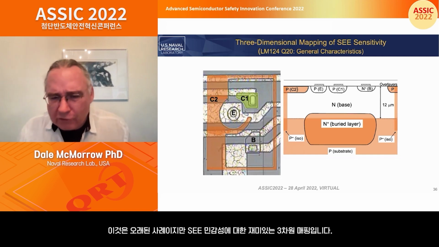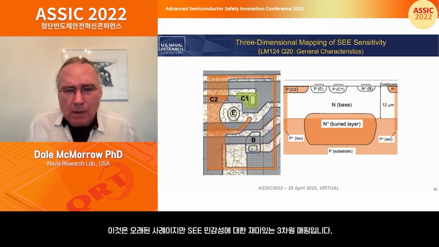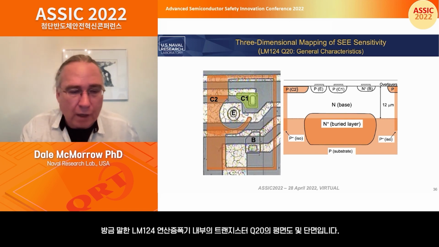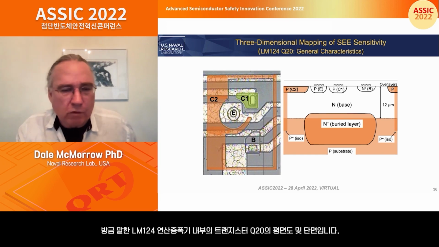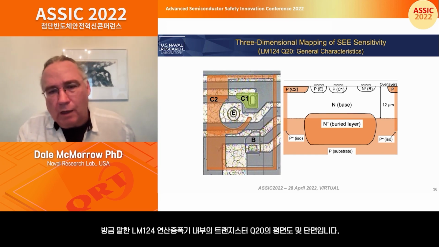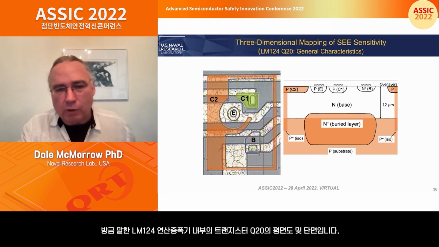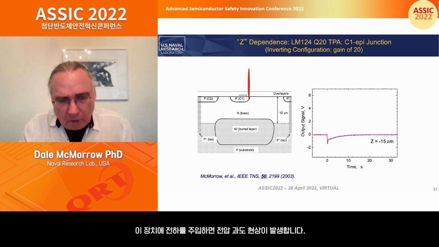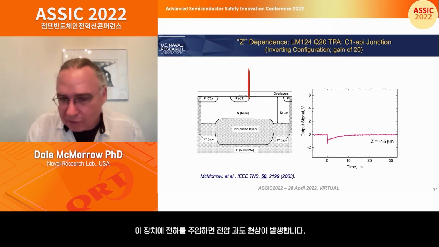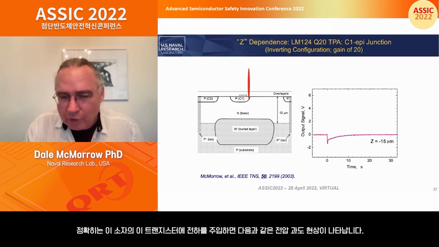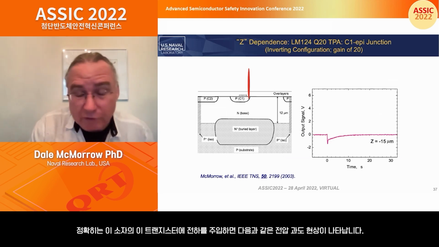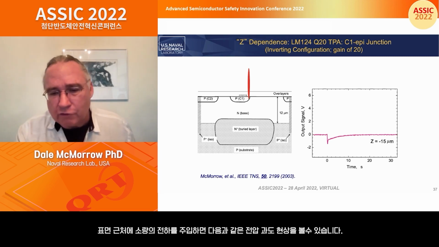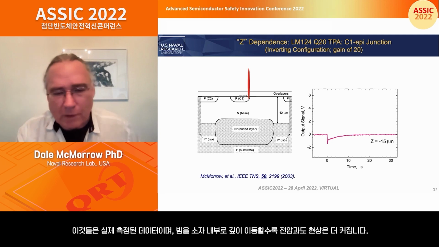Okay, an example. This is an old example, but it's kind of fun. Three-dimensional mapping of SEE sensitivity based on what I just said. This is a top view and a side view, cross-section view of an LM124, one transistor, Q20 of an LM124 operational amplifier. If we inject charge into this transistor of this device, you get transients that look like this. When you're just injecting a little bit of charge into the surface, you get a transient that looks like this. And these are actual measurements, by the way.